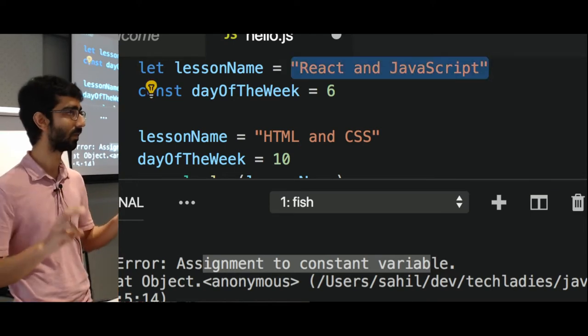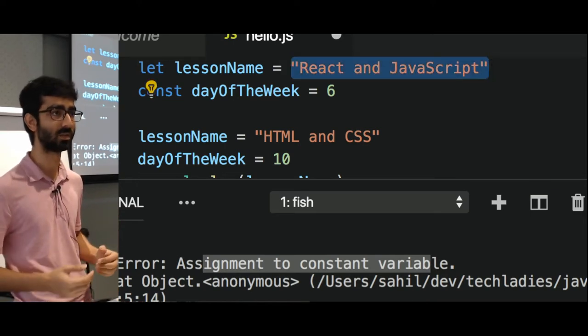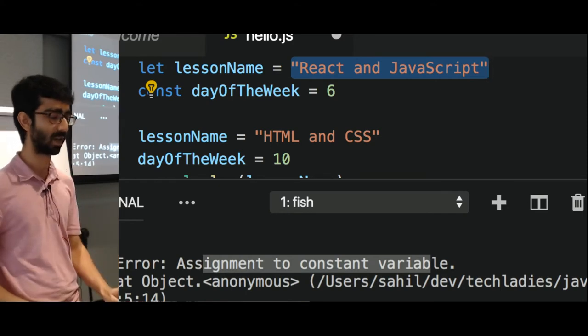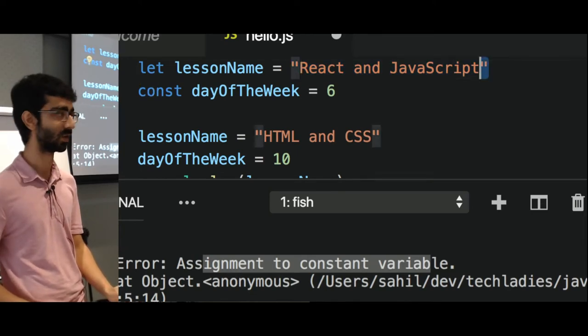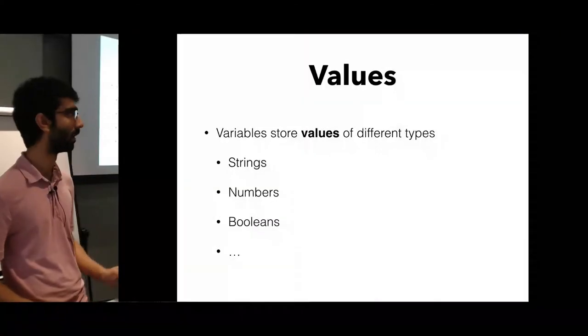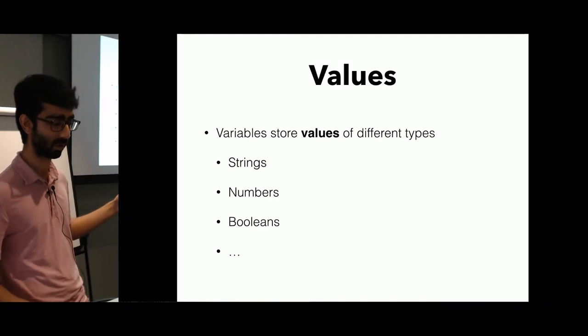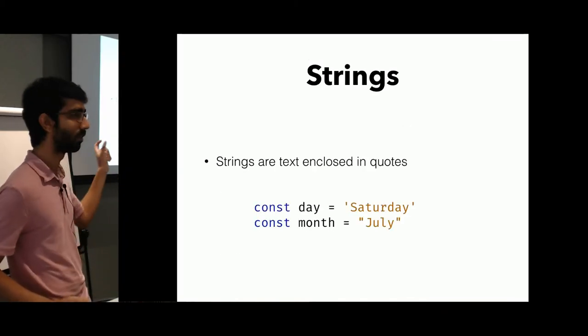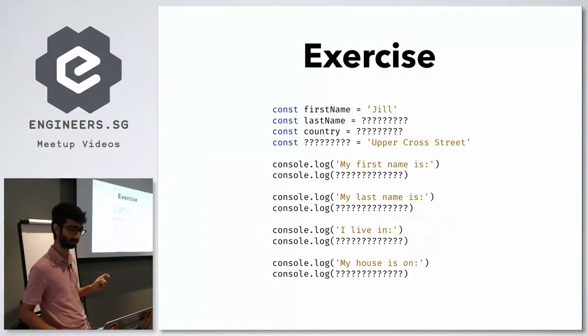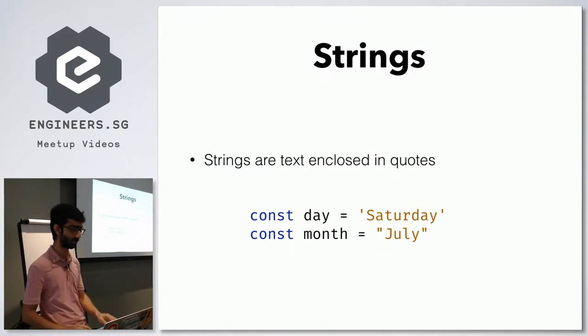This text stuff, any words combined with spaces or any special characters, is called a string in JavaScript. So a string is any text. It has double quotes around it or single quotes around it. So we have strings, numbers, and booleans, which we'll talk about, and a few more. Let's talk about strings. A string is any piece of text enclosed by single or double quotes. So far, whenever we said stuff like hello world or hello from React or React plus JavaScript, those are all text and they're called strings.